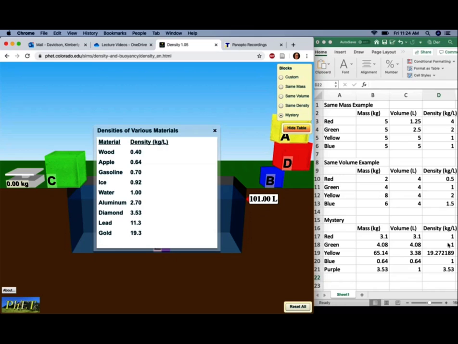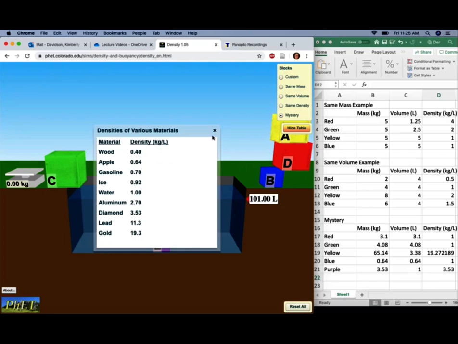Now the green cube also had a density of 1, so that was also water. The yellow cube had a density of 19.27. So if we look through this list, it looks like the yellow cube was gold because its density is also 19.3 kilograms per liter. Now the blue cube also had a density of 1, so that was also water. And then the purple cube had a density of 3.53 kilograms per liter. So if we go down the list, it looks like that cube was diamond.